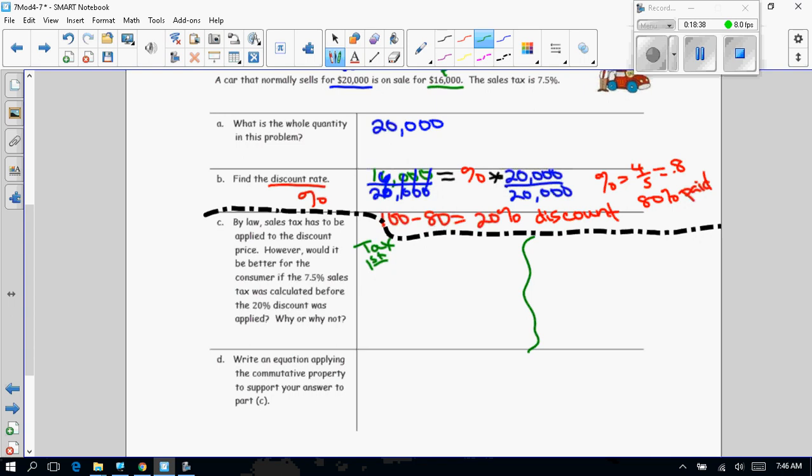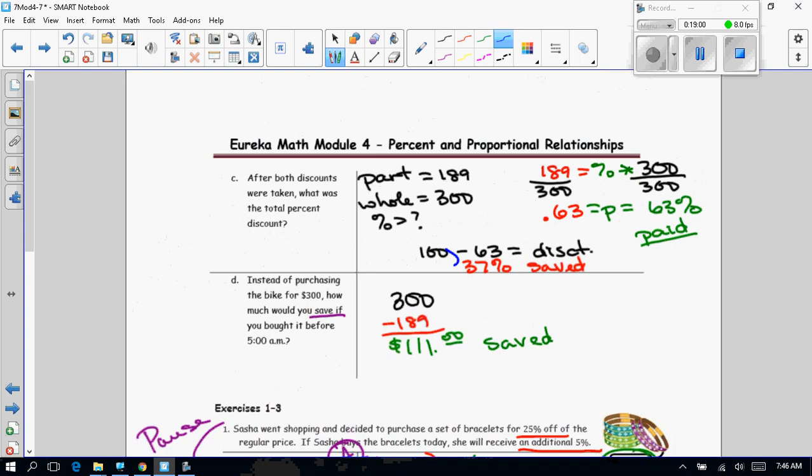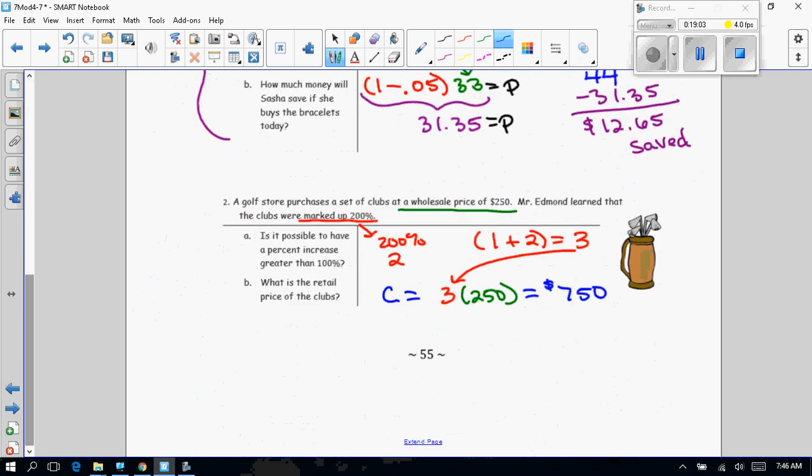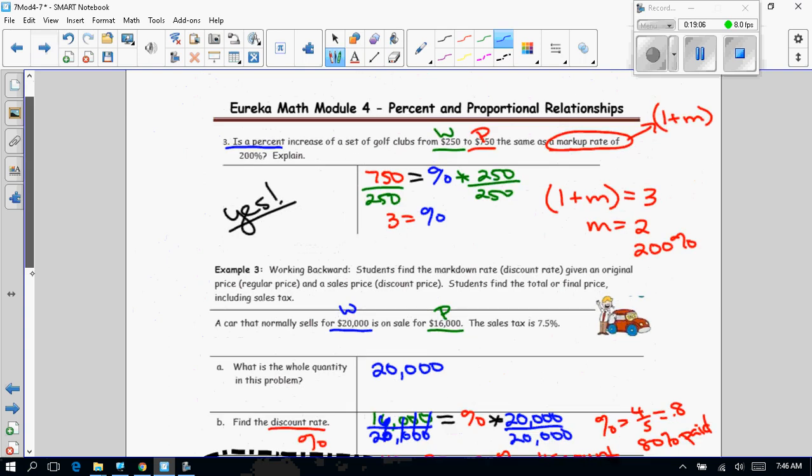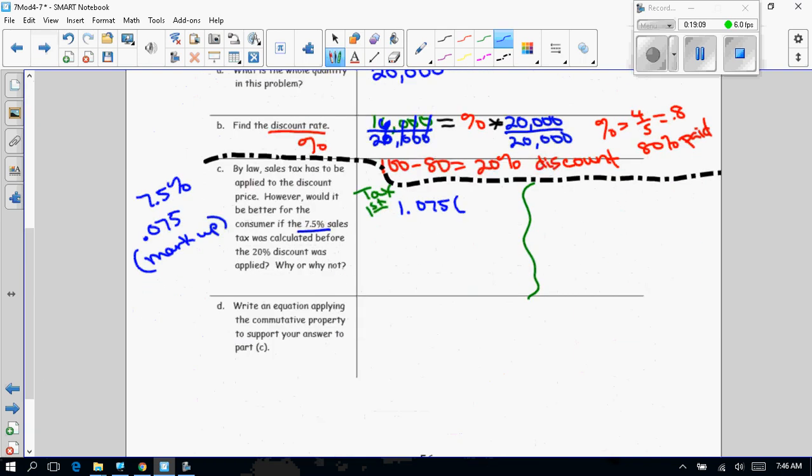Okay, now to get tax, remember this tax is 7.5%, which means it's 0.075, but remember, tax is a markup. Tax is a markup, so this really is going to become 1.075. I'm going to have to add 1 to it. Oh, I hit something on the computer. I apologize for that. Here we go. So 1.075 times the original sale price, which we know was 20,000. All right, and I am going to now have to pay 21,500, but I'm going to take a discount.